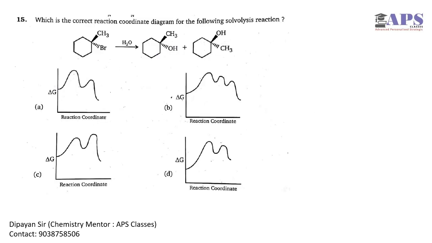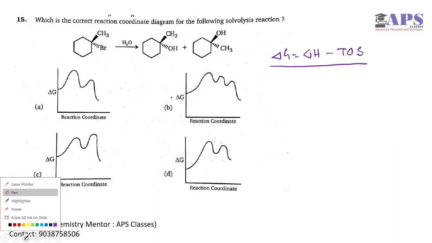Moving forward to question number 15, here we have some sort of concept because we are going to draw delta G versus reaction coordinate. Okay, so delta G depends on delta H minus T delta S. So we can't guess the entropy case here because this is a medium based reaction. There is no gas liberation.